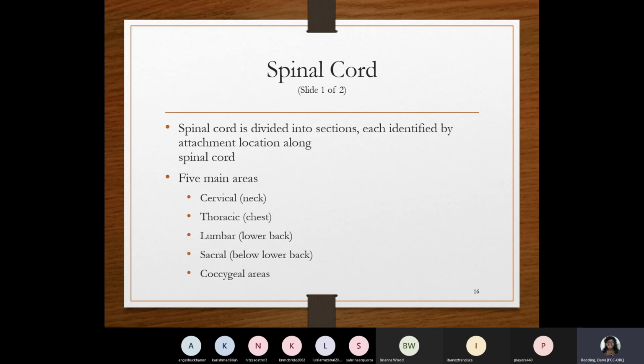The spinal cord is divided into sections, and each section is identified by an attachment location along the cord. There are five main areas in the spinal cord: the cervical, the thoracic, the lumbar, the sacral, and the coccygeal areas. The cervical area represents the neck, the thoracic area represents the chest, the lumbar represents the lower back, and the sacral relates to below the lower back.